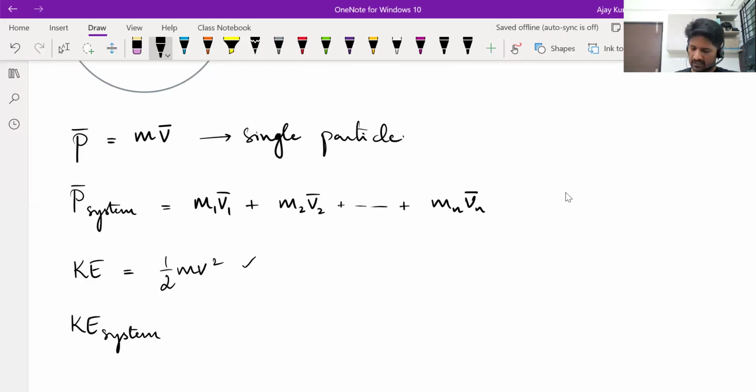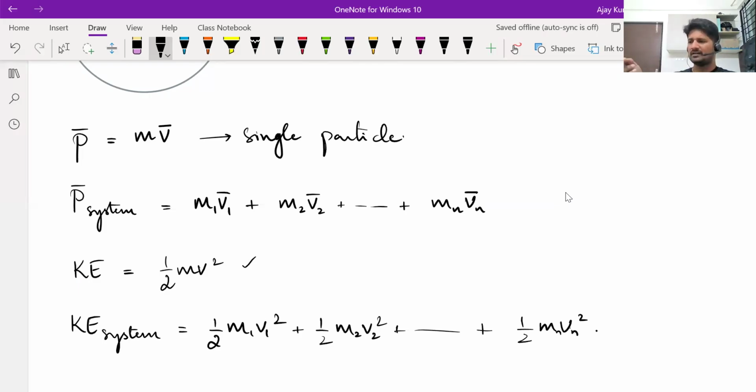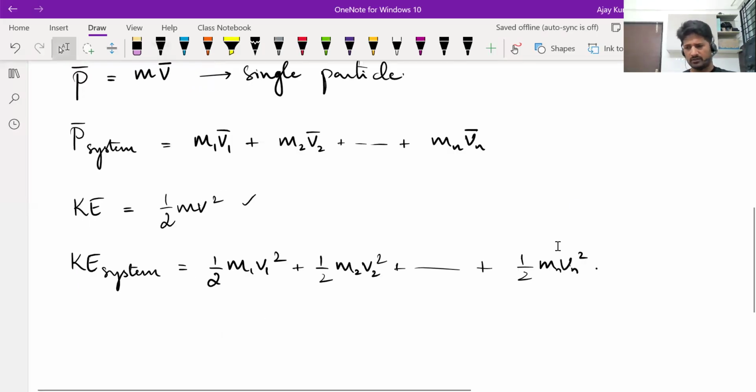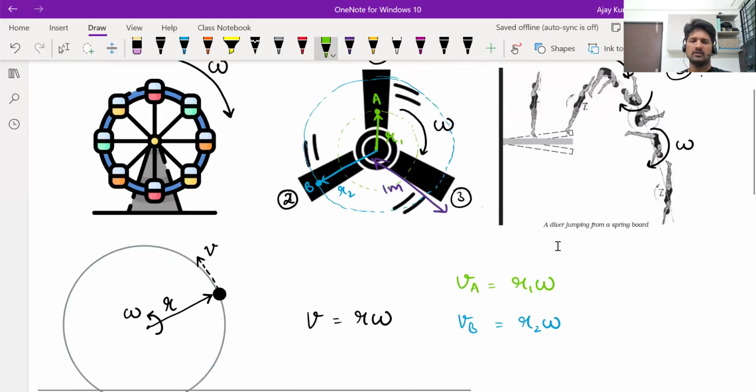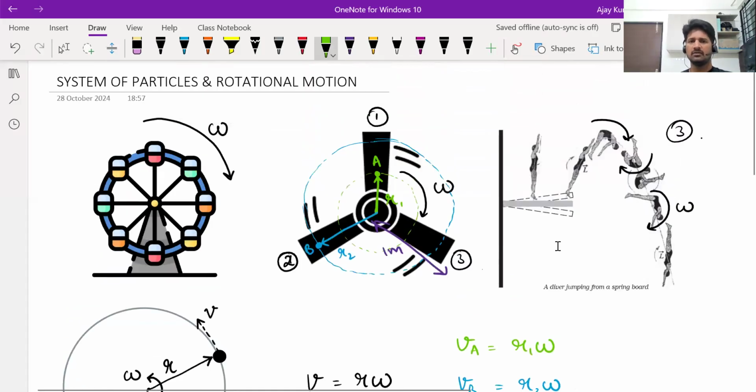So kinetic energy of the system will be kinetic energy of the first particle plus kinetic energy of the second particle, and so on, up to kinetic energy of the last or the nth particle of the system. Again, you can't practically sit taking each of their velocities and adding them up, because there will be infinite terms, impossible to calculate one by one. So you'll have to use some ideas to get this. In this chapter, we are going to discuss not just momentum and kinetic energy, but some other things also. Basically, what we are going to learn is how to deal with systems which have rotation happening.